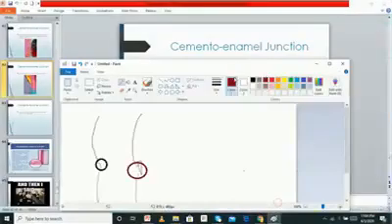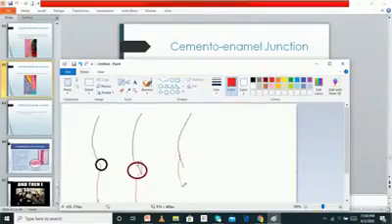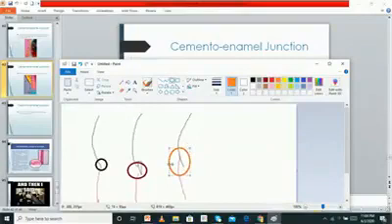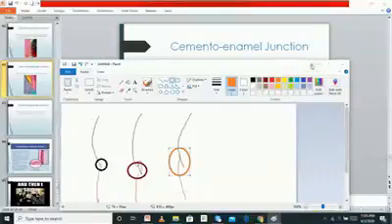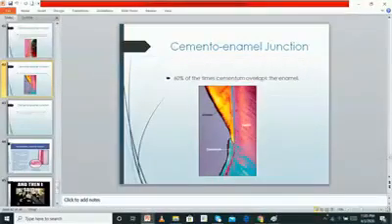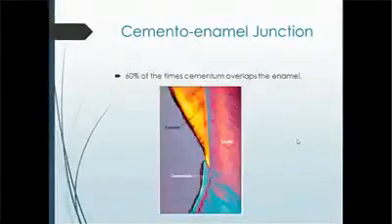If I draw this here, you have enamel from the crown and cementum from the root overlapping the enamel. So this type of junction is present in 60% of the cases. This type of junction is present in about 10% of the cases, and this is present in about 30% of the cases. These percentages are very important to remember.